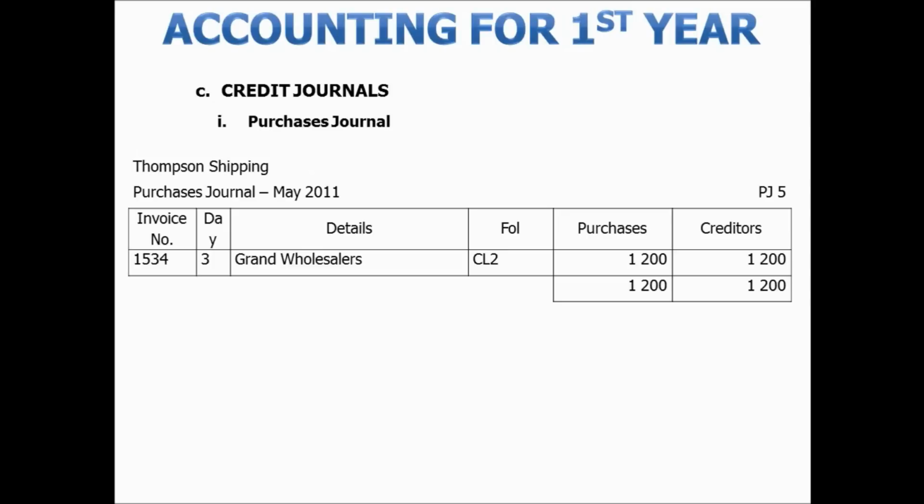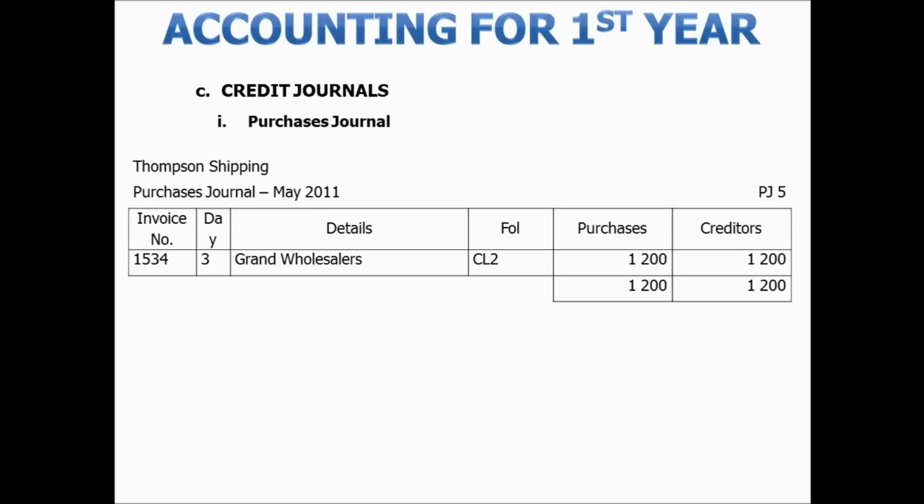Next, we will look at the credit journals, starting off with the credit purchases journal. The following table shows us the generally accepted format of the credit purchases journal. And this includes the following: the invoice number, the day of the transaction, and the details.